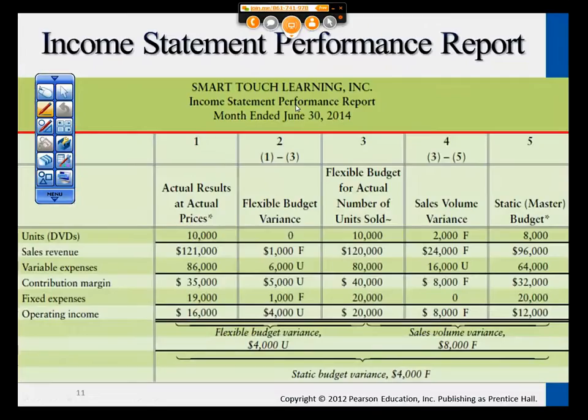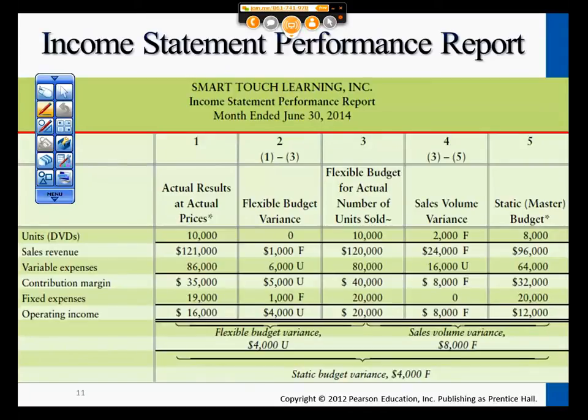All right. So really quick, I want to remind you how we put together our income statement performance report, and how we calculate all of the variances that we can get out of this report. We have our flexible budget variance, sales volume variance, and static budget variance. We calculate flexible budget variance as the difference between actual results at actual prices and the flexible budget for actual number of units sold, and the sales volume variance is the difference between the flexible budget for actual number of units sold and the static master budget values.